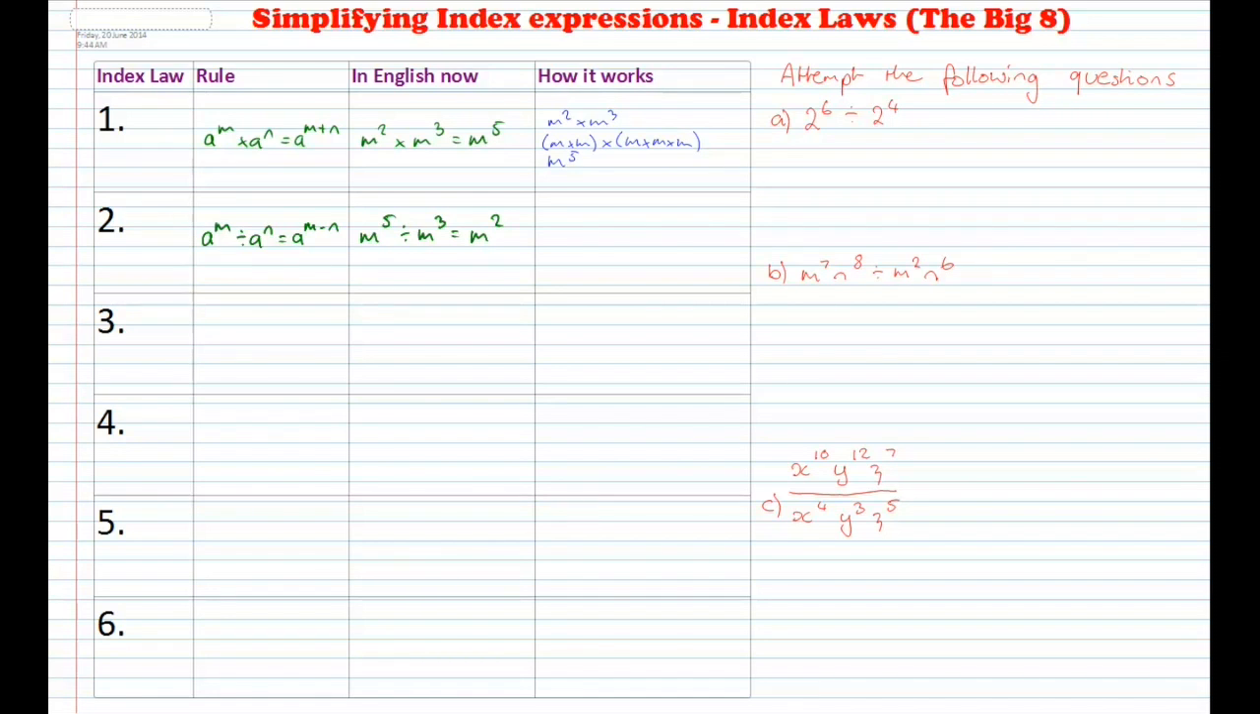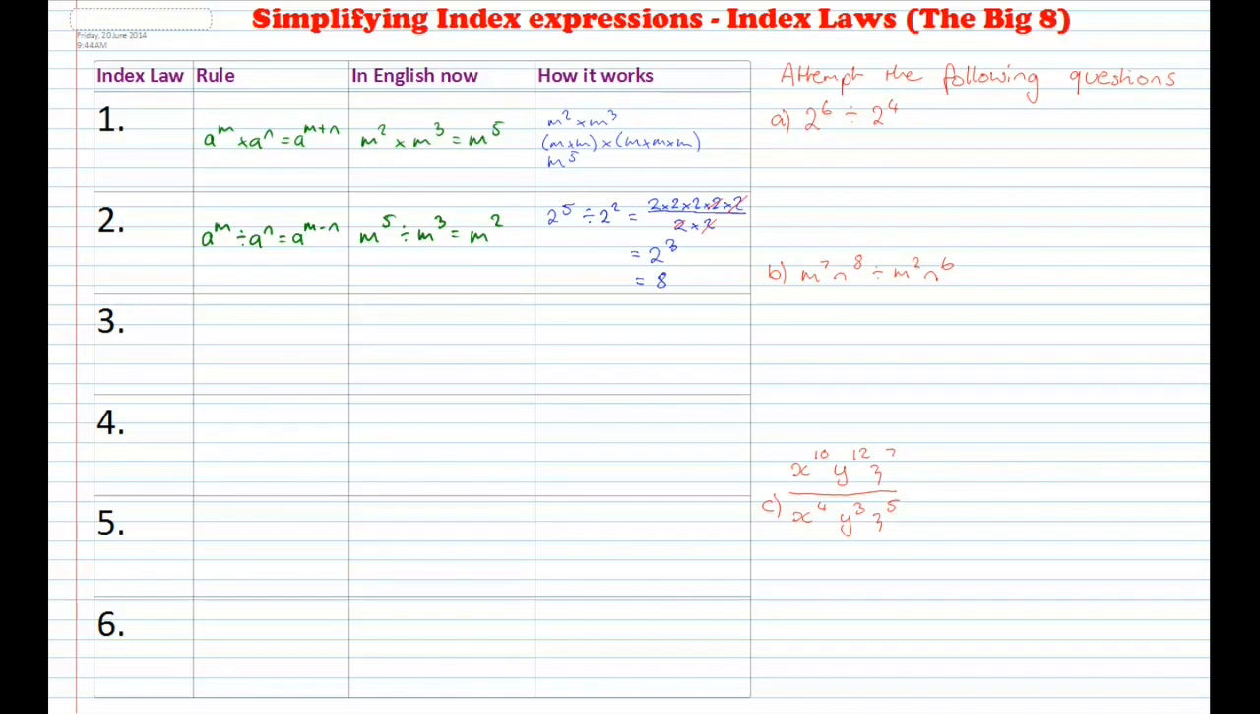Now let's just quickly see how this works. Well, if I've got 2 to the power of 5 and I divide this by 2 to the power of 2, I could write that as 2 times 2 times 2 times 2 times 2, because that there is 5 lots of 2's, divided by 2 times 2. And then I can cross these two off, leaving me with 2 to the power of 3, or 2 times 2 times 2, which is equal to 8.